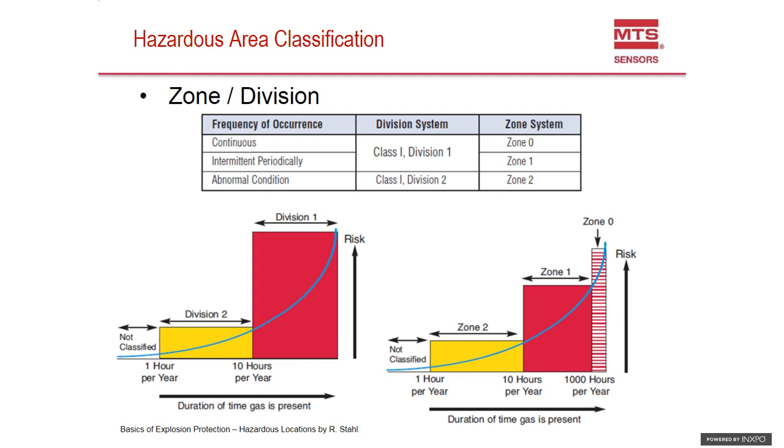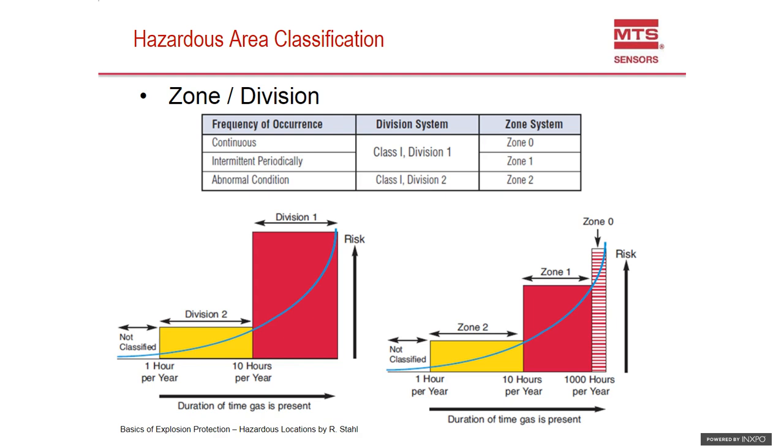Now, there is not a definitive standard that states this is how it breaks down, but this is just a general guideline here. So if 10 hours or more per year, you would consider that a Division 1 area, and between 1 and 10 hours per year, you're looking at a Division 2 area, and less than 1 hour per year, you're looking at a safe or not classified area. Now, this is the division concept, which is used in the U.S. and Canadian approvals.